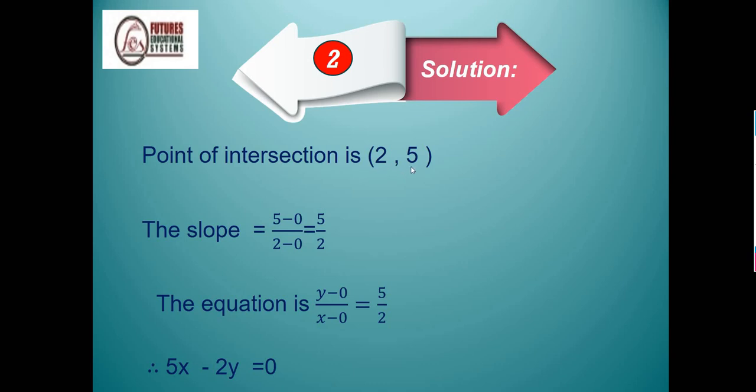The point of intersection is 2 and 5. The slope is the difference in y over the difference in x between the 2 points, the first point 2, 5 and the second point 0, 0, the origin. 5 minus 0 over 2 minus 0 gives the slope equal to 5 over 2. The equation y minus y1 over x minus x1 equals the slope 5 over 2. Cross multiplication gives the equation 5x minus 2y equals 0.